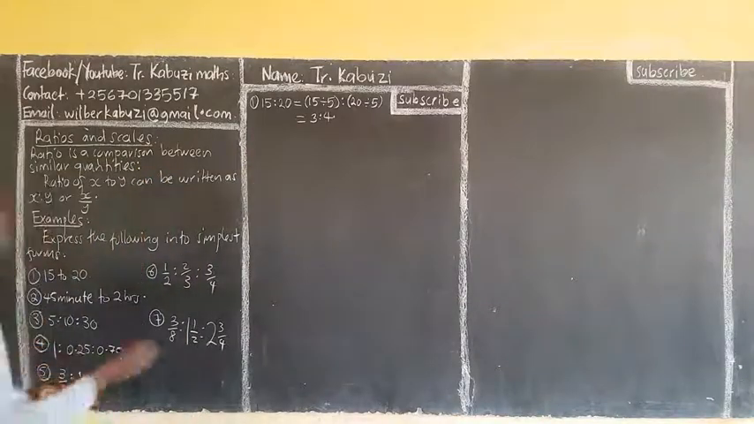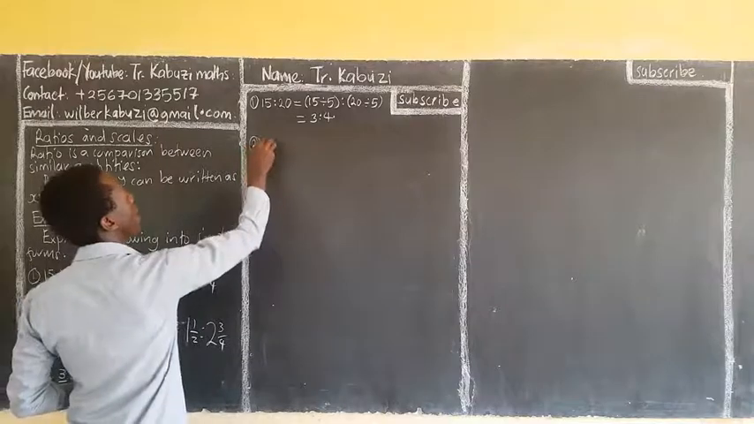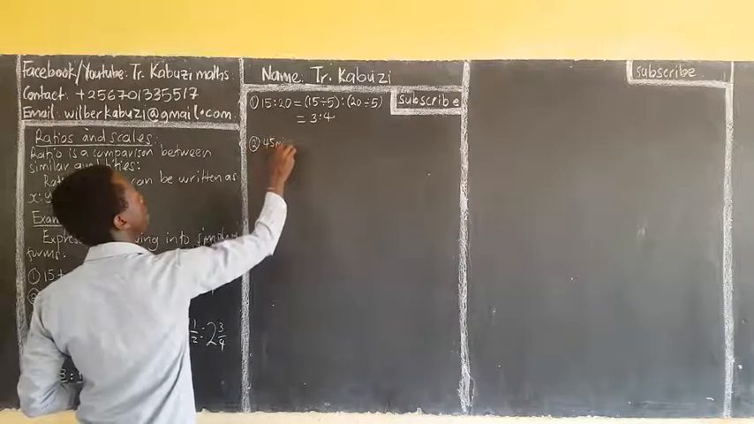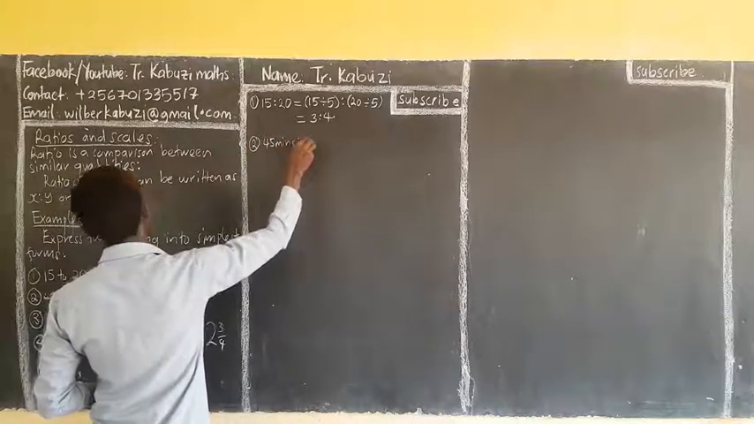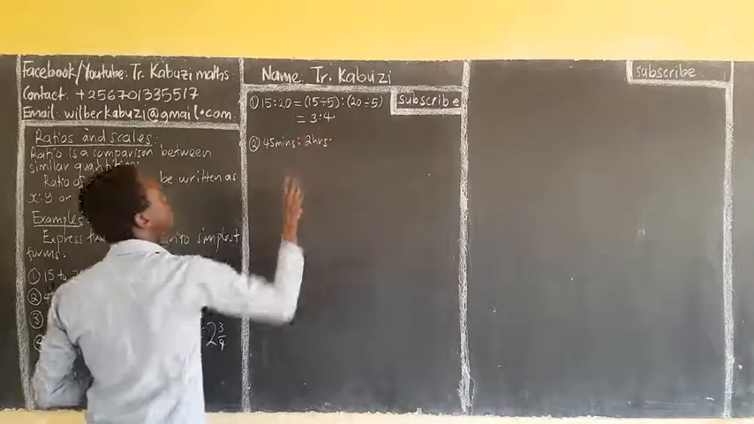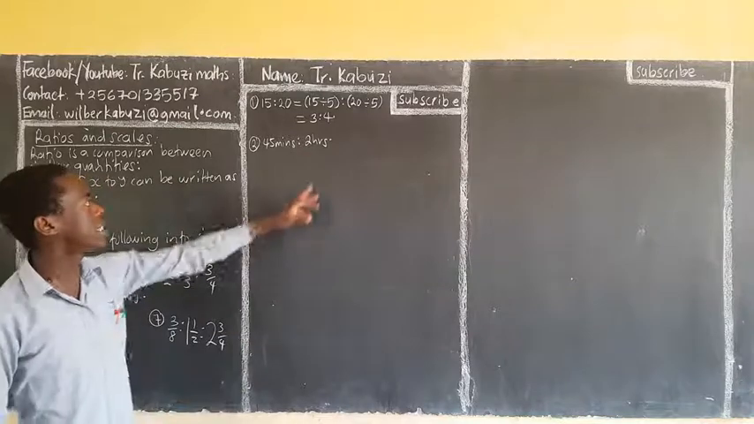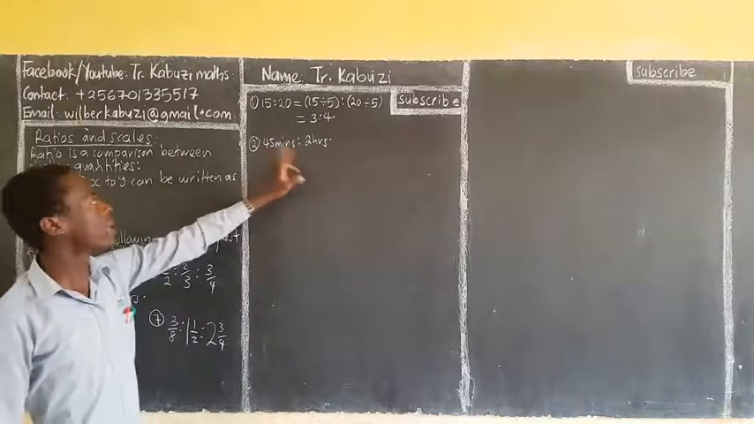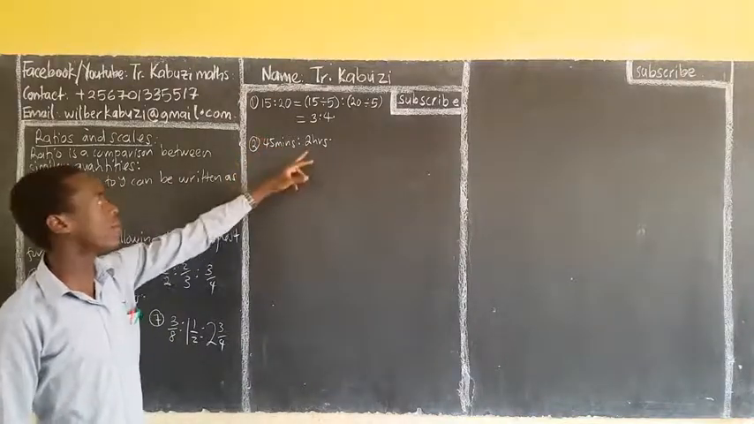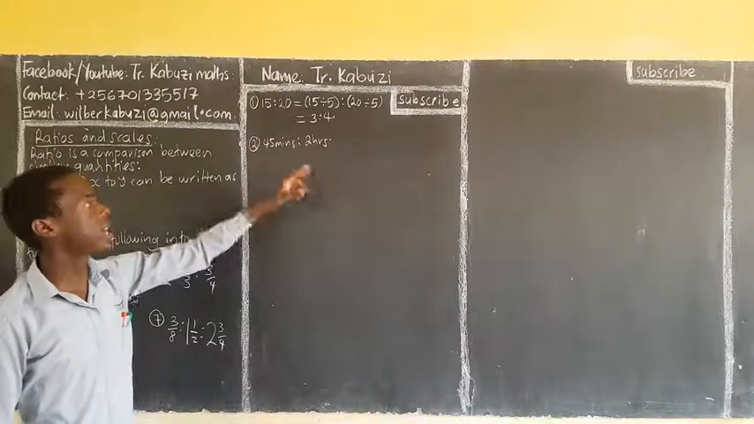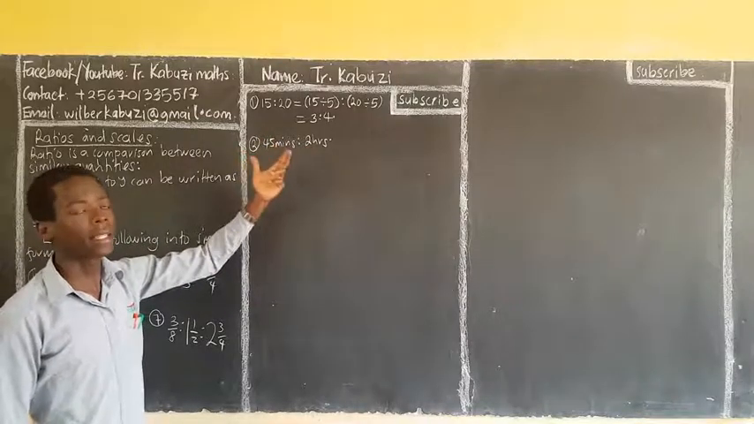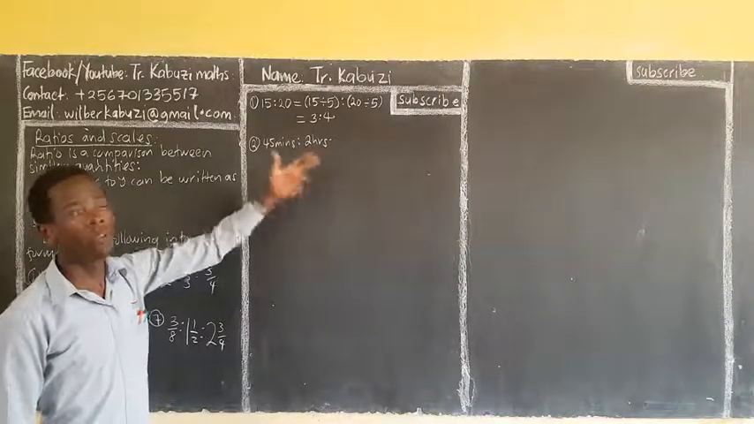When I come to the second one, we have 45 minutes to 2 hours. We only write ratios when we have similar quantities. See, these are hours and these are minutes. So we always convert to the smaller unit. We convert hours to minutes. You know that 1 hour has 60 minutes, which means that 2 hours will have 120 minutes.